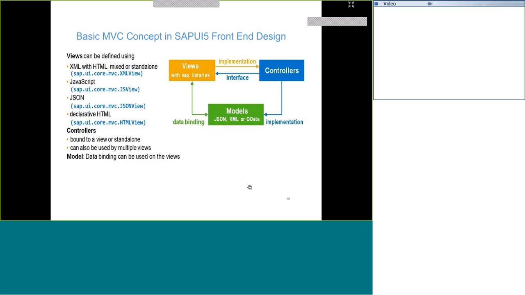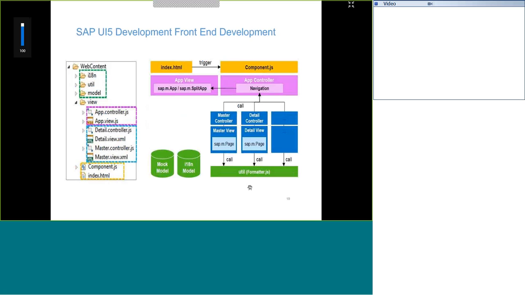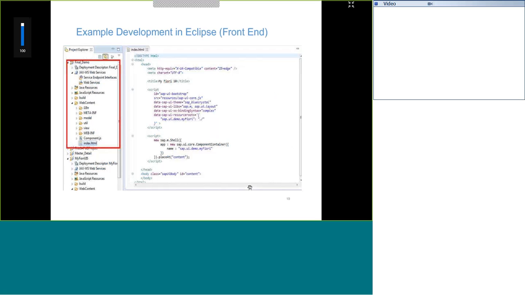The different types of views that are available in UI5 would be the XML view, JS view, JSON view, and the HTML view. JS means JavaScript view. JSON, we'll talk about the JSON view later. These are the different development paradigms you can have. This is the actual folder structure of SAP UI5 code. We'll be talking about that later also.